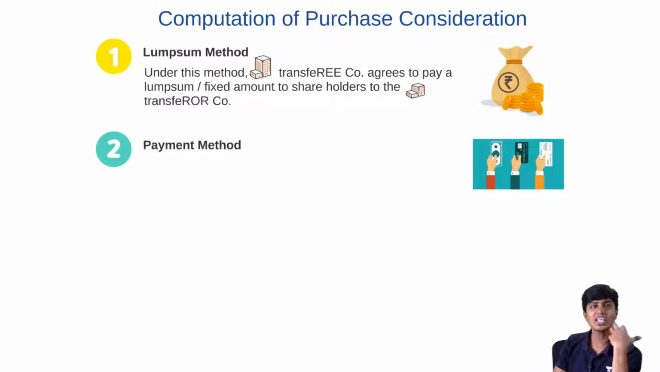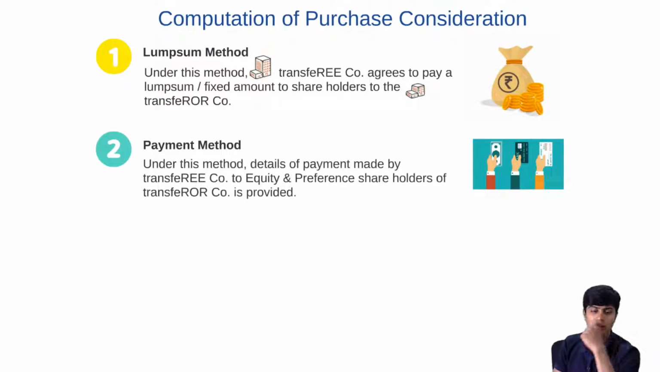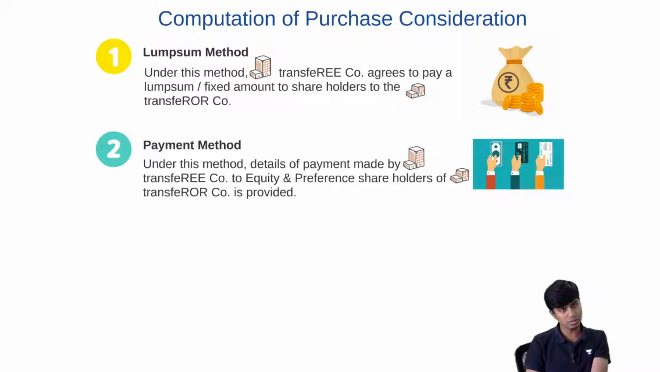So in the payment method, various forms and modes will be told to us and we'll find the total PC. Have a look. Under this method, details of payment made by the transferee company to equity and preference shareholders of the transferor company are provided. And we basically compute the total PC.